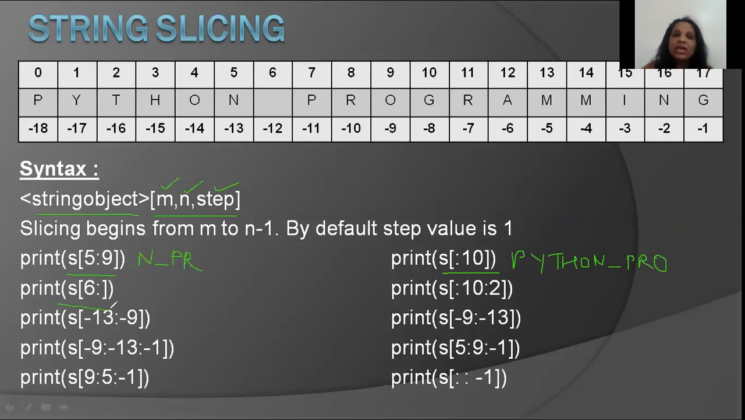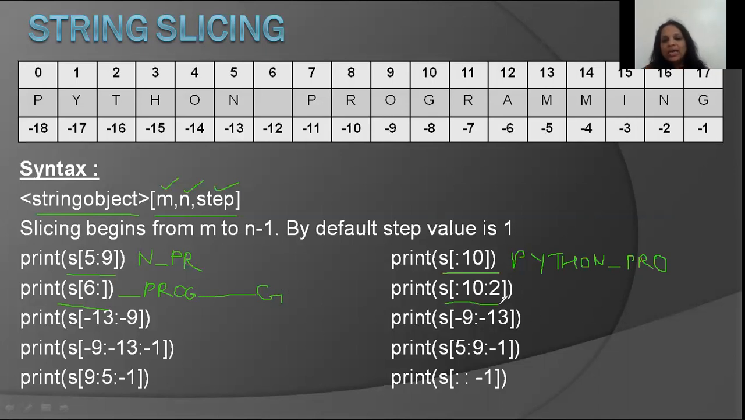Let's look at the next one. Here M is given and N is not given. When N is not given, N means the length of the string. And in this scenario, we learned the length of the string is 18. So I won't be going up till 18. I will be going up till 17. And that's the only required thing. So I start at 6. What is the element at 6? Space. So you have space and then you have P, R, O, G, the whole thing up to the last G. Is that clear?